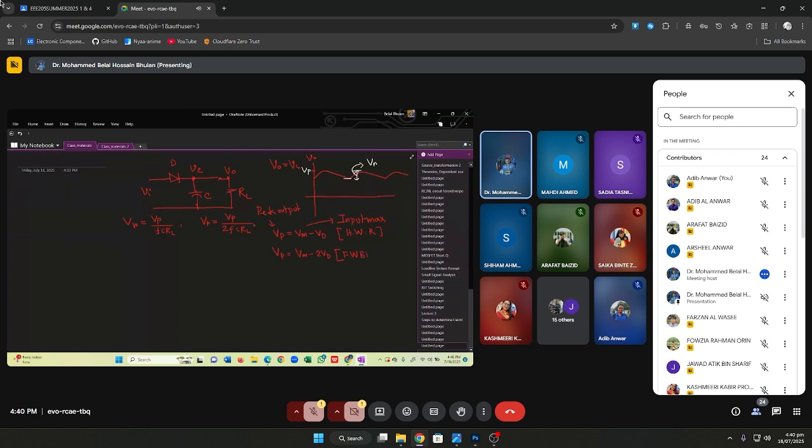And VP equals Vm minus Vd for the full wave rectifier with center tap transformer. That's what it is.